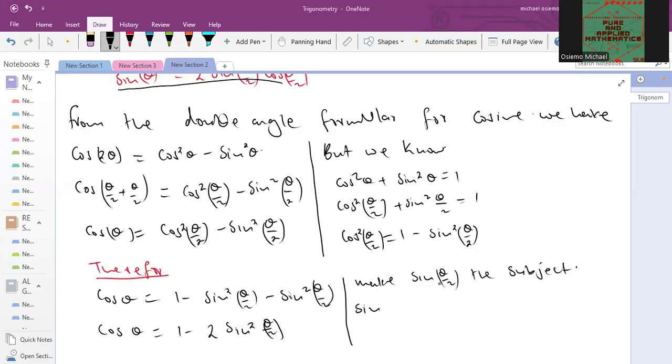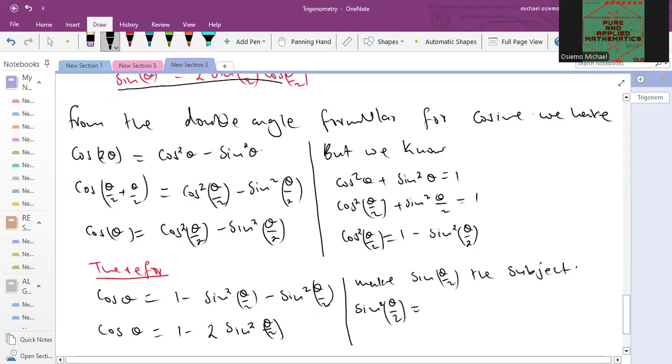So we were to make sin theta over 2 the subject. In that case, we shall have sin squared theta over 2 is equal to 1 minus cos theta, all over 2, because I can take this one to the other side, bring this one to this side, and then divide by 2. So I'll get that.